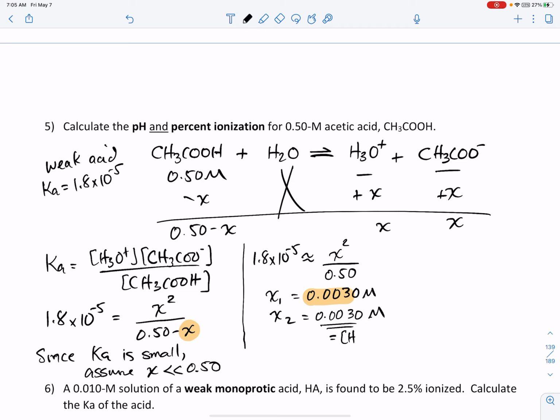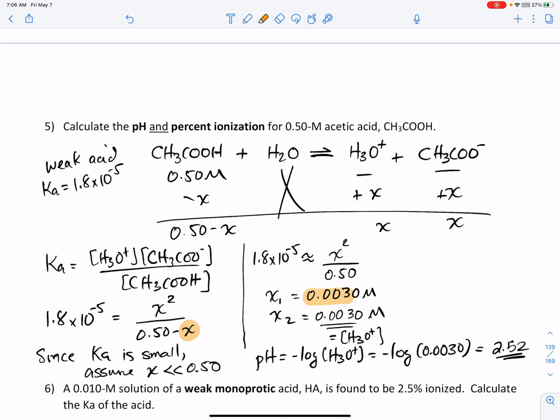Look at your ice table. That's the hydronium's concentration. So the pH is the negative log of hydronium. So we'll say negative log of H3O, which is negative log 0.0030. Because the concentration has two significant digits, we'll keep 2 decimal places in our pH answer. 2.52 is the pH of that solution.